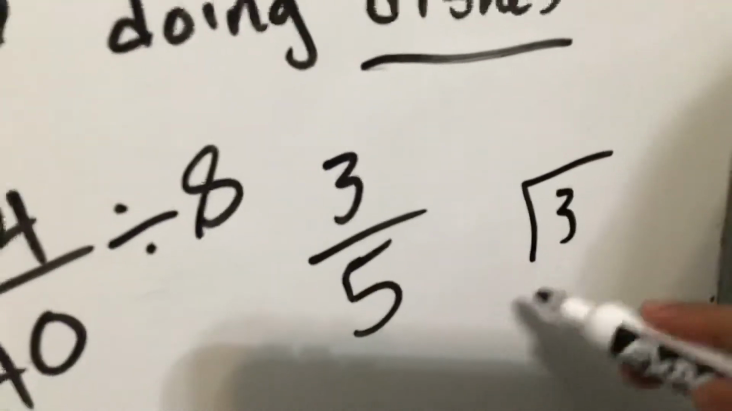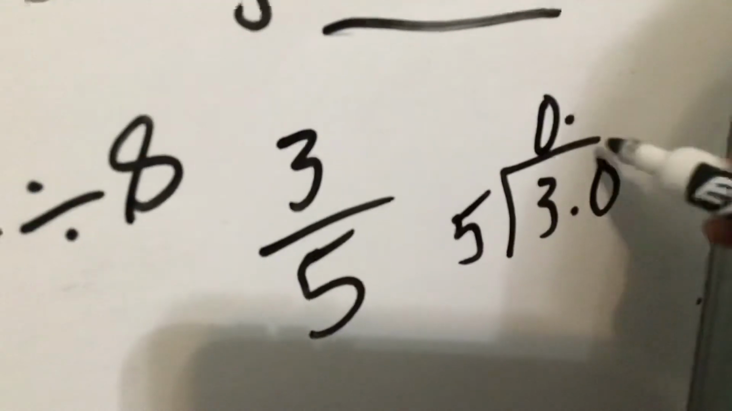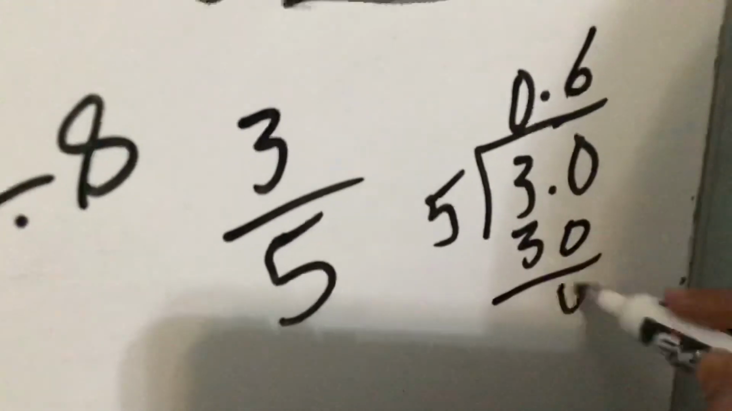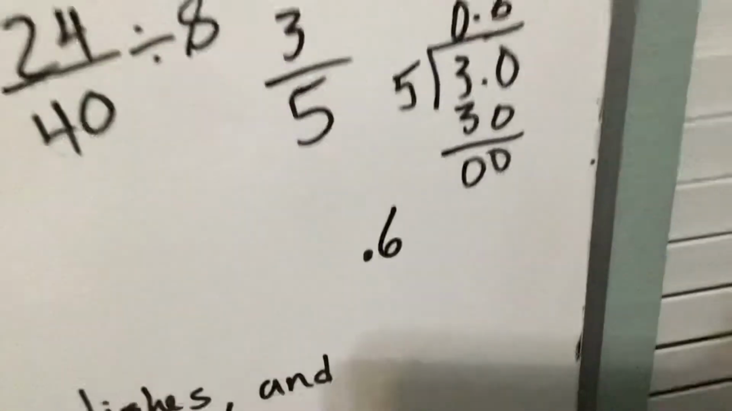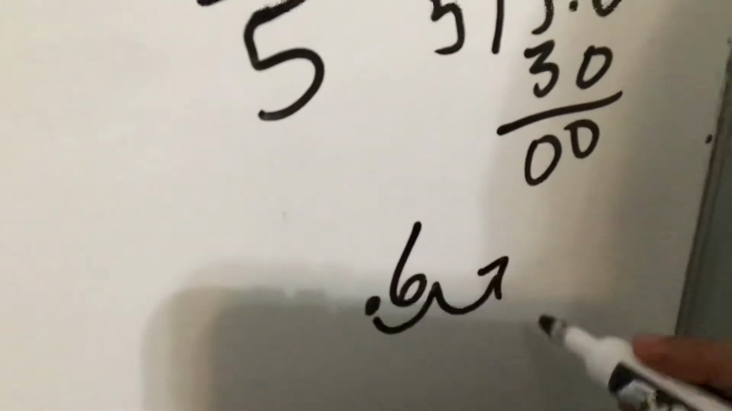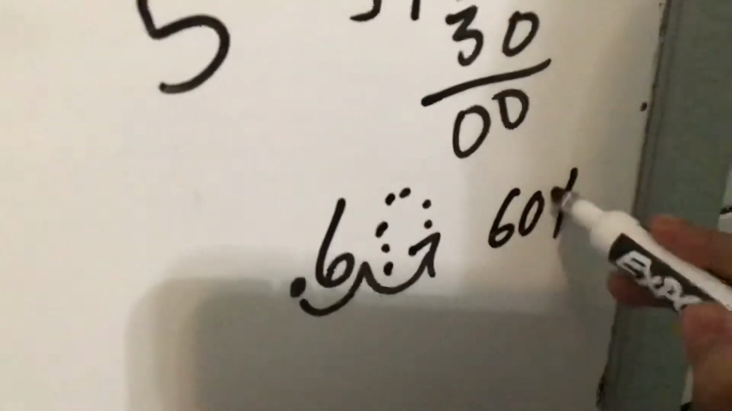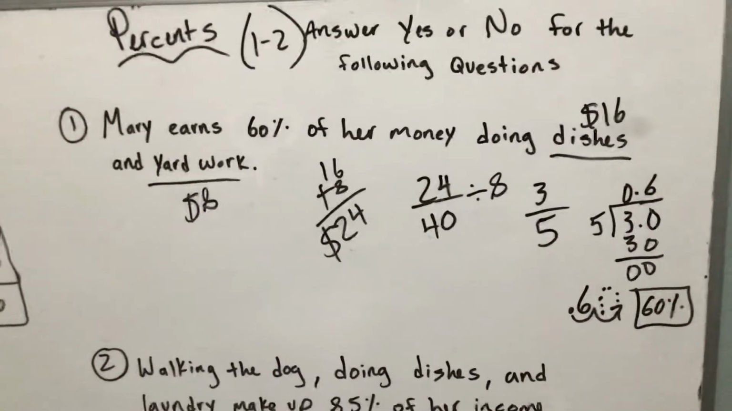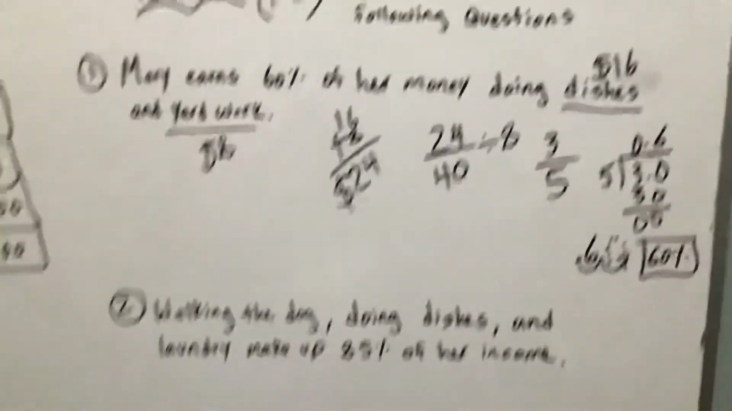Top number goes in, bottom number goes out. 5 can never go into 3, so we need to add a decimal and a 0. 5 goes into 30 6 times, so that will give you exactly 30. So there's your answer as a decimal, 0.6. And now all you have to do is change that decimal to a percent. So we go twice to the right, once, twice. And that gap represents a 0. So that represents 60%. So those two things, dishes and yard work, they indeed do represent 60%. So your answer will be a yes for that.